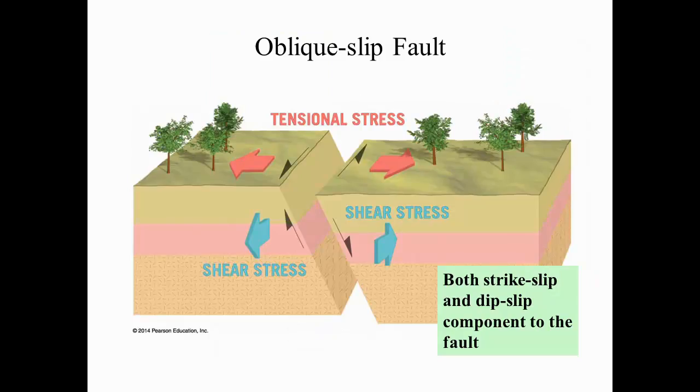And finally, oblique fault, which has both the strike-slip and dip-slip component. Here, if you look at this illustration, notice that there's a vertical component of the slip, and we also have a horizontal component. So the actual slip is in an oblique direction. And oftentimes you find these associated with strike-slip faults that have bends.